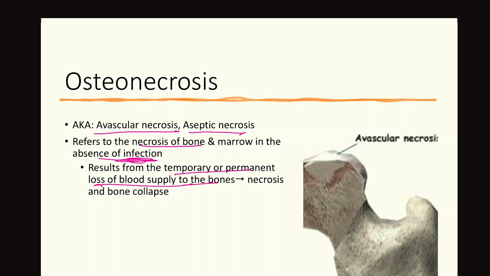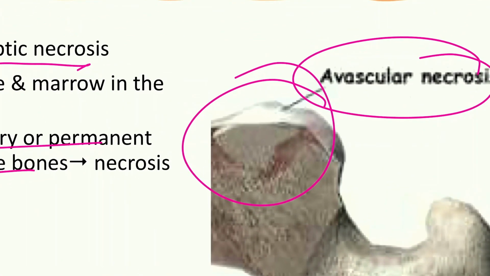Temporary or permanent loss of blood supply to the bones. So you get this, your avascular necrosis. A common site is the femoral head. You can see in this picture that the bone above and this area right there look different. I kind of drew all over that, but there you go. That is the avascular necrosis of the femoral head due to lack of blood supply.